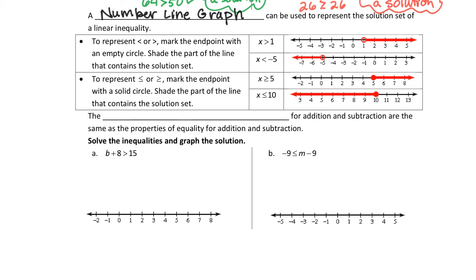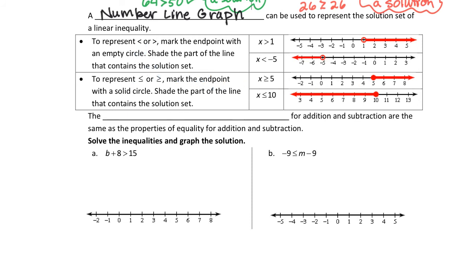The first one here, to represent less than or just greater than, mark the endpoint with an empty circle. So notice on these two graphs that the circles are what we call open circles. They're empty. They're just circles. We don't fill them in. And what I like to say is, since there's no line here, no filling. To represent less than or equal to or greater than or equal to, we do fill in the circle. So I say extra line, extra filling. There's an extra line here, so we're going to fill in our circle there.